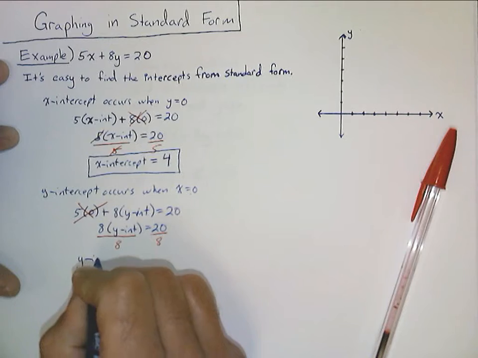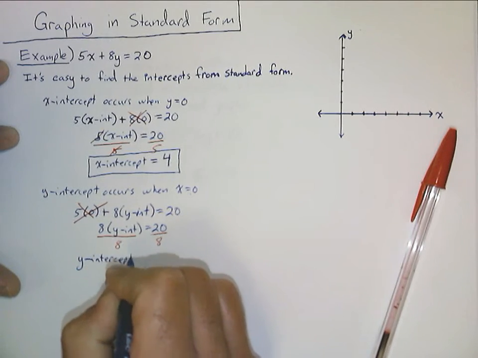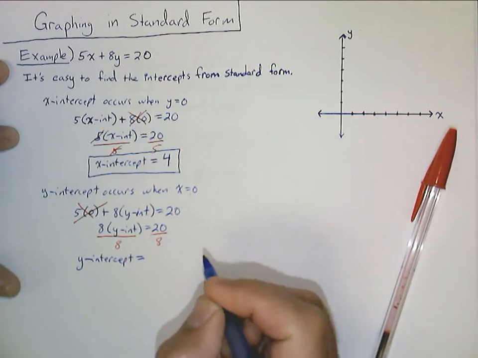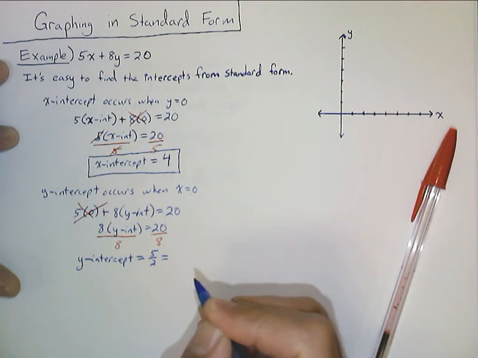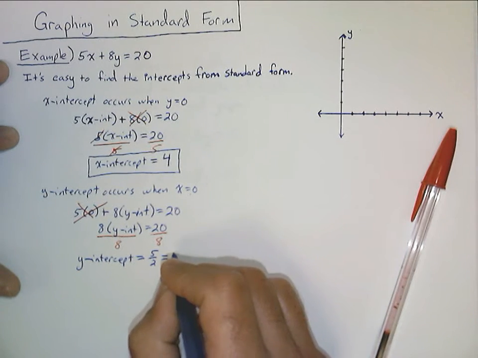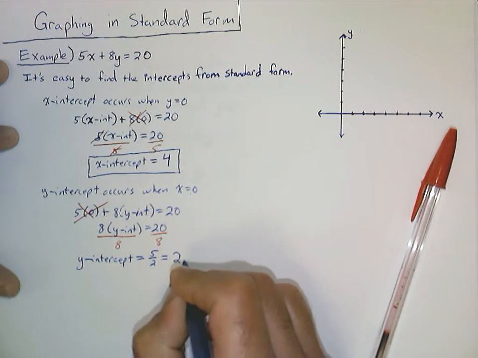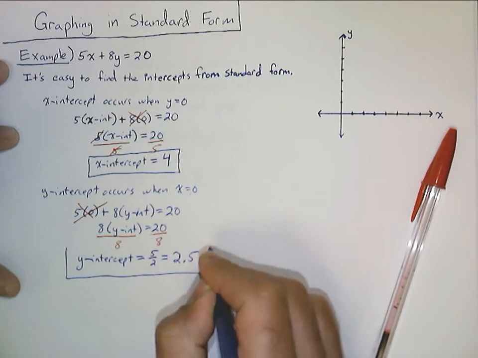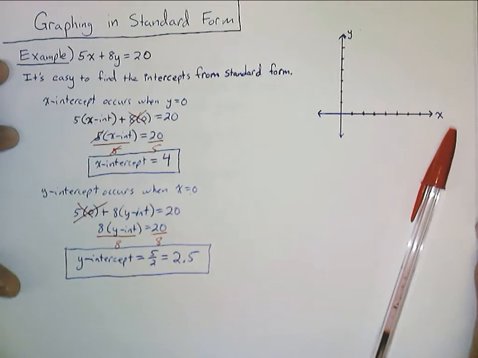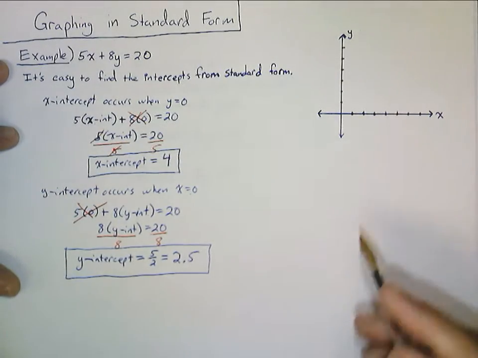And so the y-intercept of our line is going to be equal to 20 divided by 8, which would be, let's see, that's 5 halves. Or since we're graphing, it might be easier to think of this as either a mixed number 2 1/2 or 2.5. And there's our second point that we need to graph, because we only need 2 points to graph a unique line. So we just come over here to our grid.